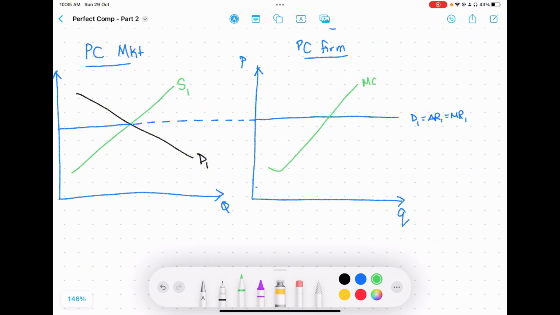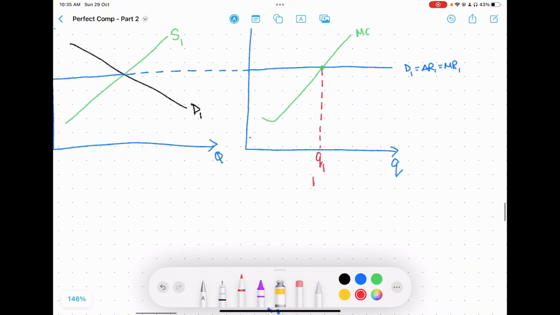So of course, first the firm is going to try and figure out, hey, how much should I produce? And remember, to figure out how much to produce, it always looks at where it is maximizing its profit. So it's maximizing its profit here. So it's going to be producing at Q1 because here MC equals MR.